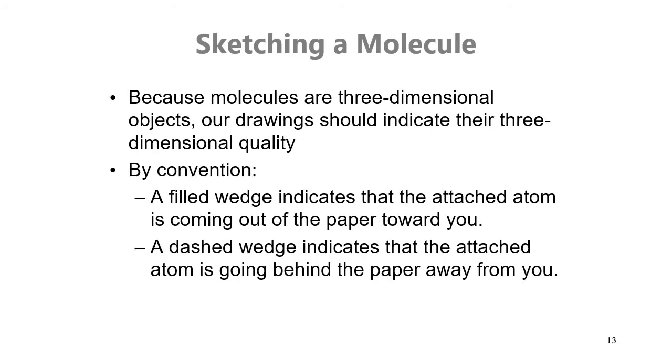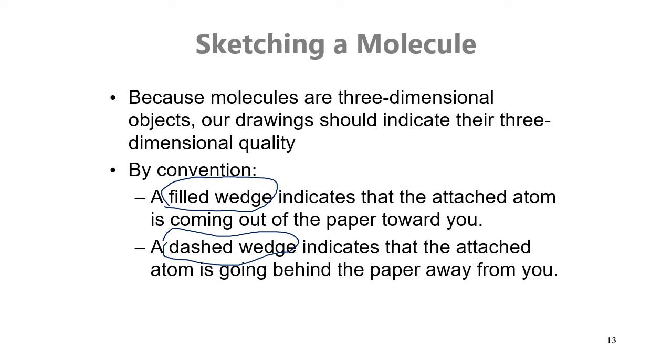We are actually towards the end of this chapter. So this is a bit of information about sketching a molecule, because molecules are three-dimensional objects. Our drawing should indicate their three-dimensional quality. And how to do that? By convention, a filled wedge indicates that the attached atom is coming out of the paper towards you. So you have to remember that, filled wedge. A dash wedge indicates that the attached atom is going behind the paper away from you.